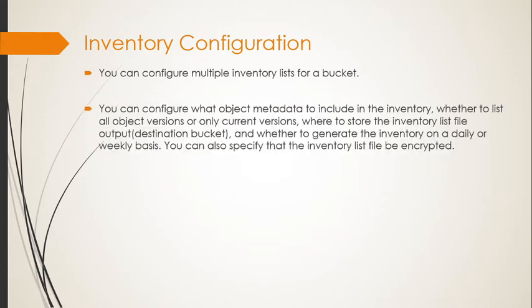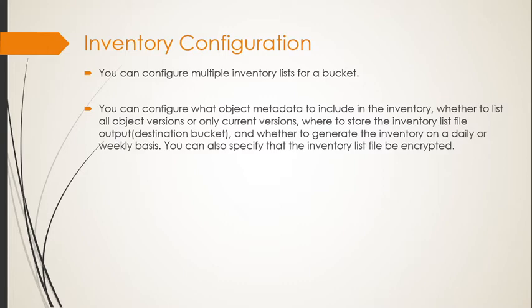You can configure what object metadata to include in the inventory. It is up to you what metadata you want to include, and you can set that during configuration. You can also choose whether to list all object versions or only current versions. You also choose where to store the inventory file list output, which is the destination bucket. You can select the destination bucket where you want to store this list.